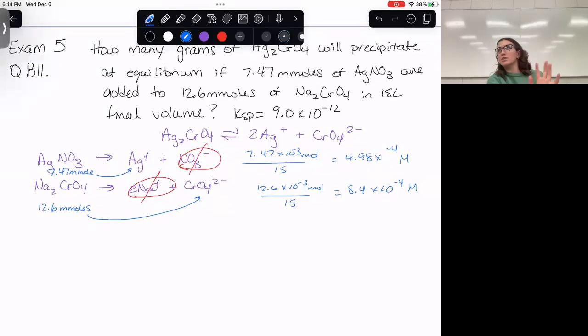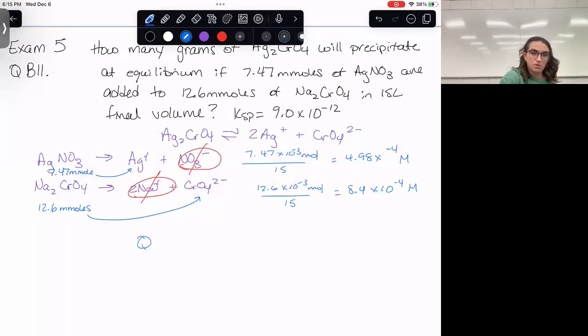Okay, so that's just the concentration of the ions we have in solution. So does that help us solve for how much is going to precipitate? Not really. What do we need to solve for first? Say it again. Not yet. Yeah, so we should be able to solve for Q to see if it precipitates at all, right?